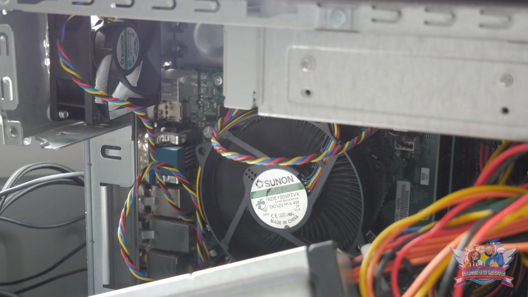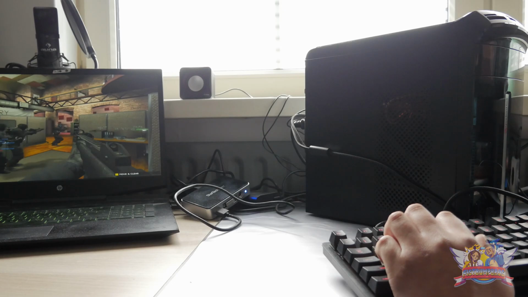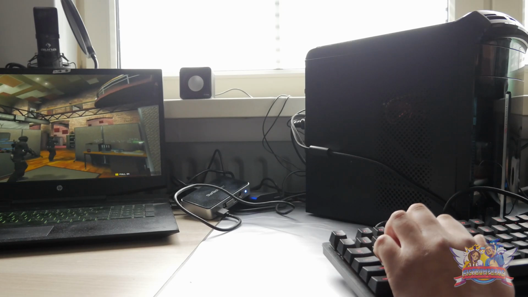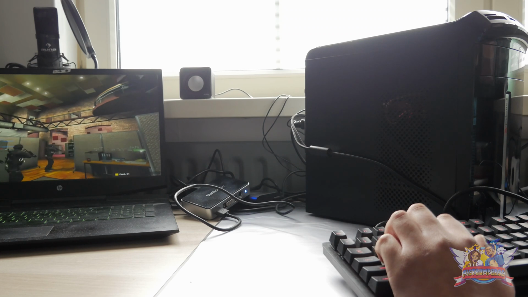I set out to replace both fans. Not only the back one, but also the CPU fan. That stock fan might be just adequate, but I want this thing to feel pretty again, you know?